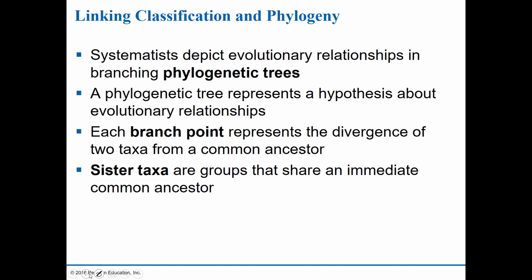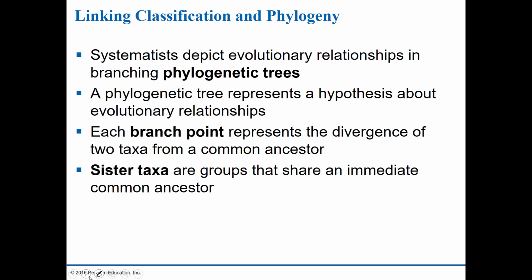So the science of systematics depicts evolutionary relationships, and we use phylogenetic trees to help represent hypotheses about these relationships. I would know what branch points are, and that each branch point represents the divergence of two taxa from a common ancestor. That's something I kept trying to show you in the other images: you had a common ancestor, but from that common ancestor arose two different species. Maybe it was three, maybe it was four, it can be multiple, but most likely it's usually two different taxa that branched off from a common ancestor.